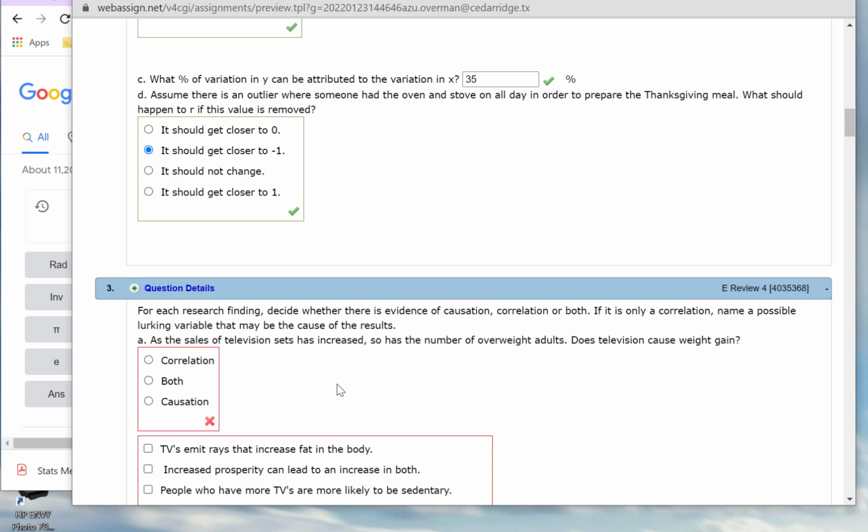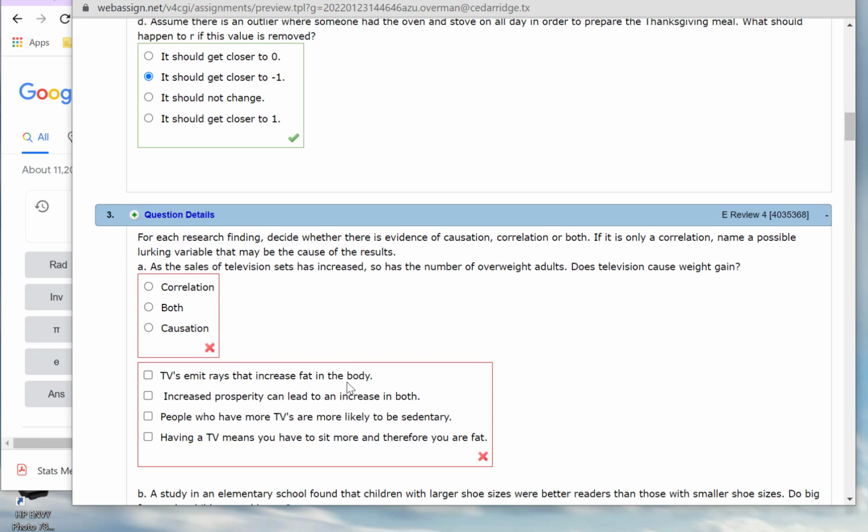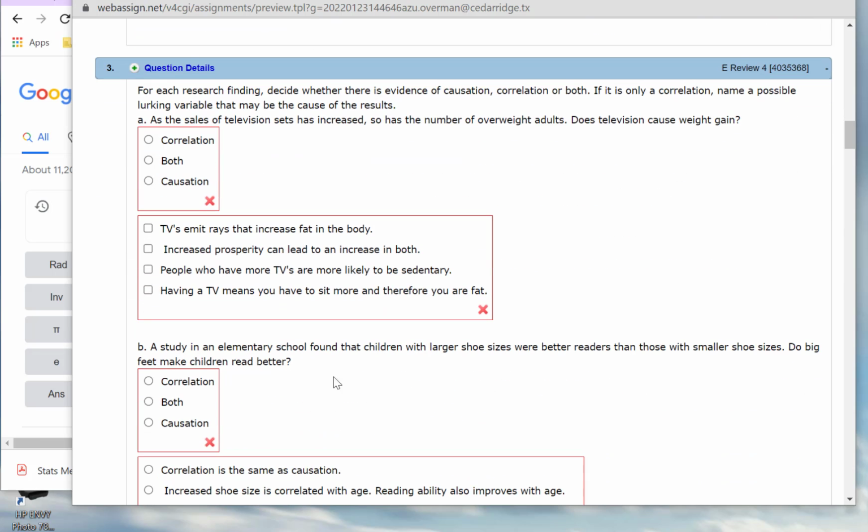So, usually, I don't like that there's an experiment. Technically, this is an observation. I'm going to just say correlation. But, let's see. Yeah, I'm going to say having a TV means you have to sit more, and therefore, people who have more TVs are more likely to be sedentary. I like that one.